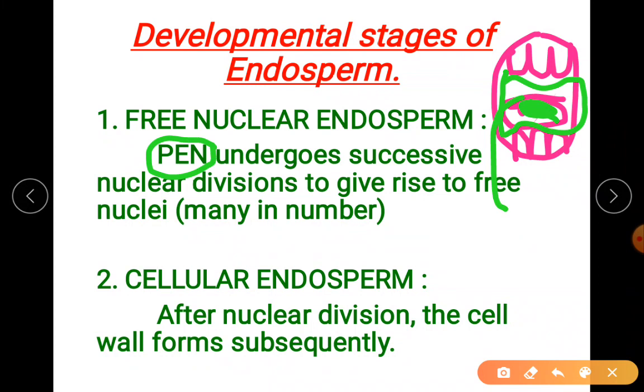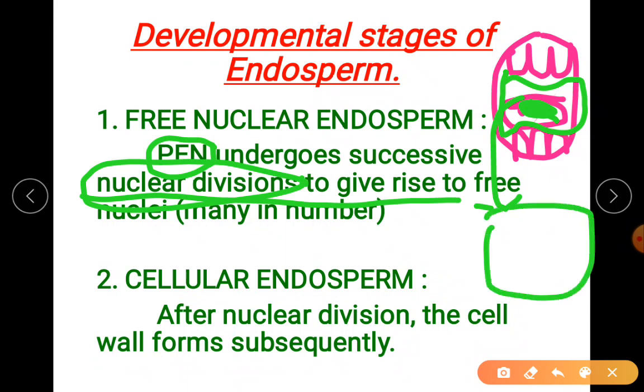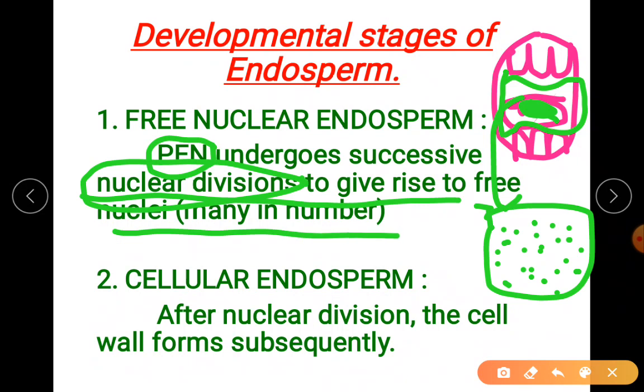Now this central large cell undergoes repeated division. First is nuclear division. Within this cell itself, the nucleus splits to form many free nuclei. That is why it gives rise to free nuclei, many in number. Once it has formed, then comes cellular endosperm. So the first step was nuclear endosperm, free nuclear endosperm. Why free? There is no cell membrane or cell wall around it.